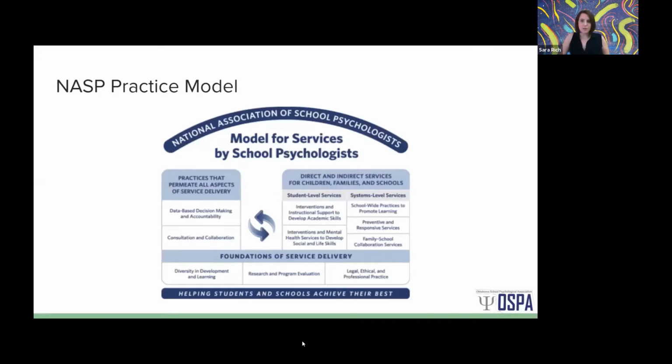NAS practice model. We always want to go back to the NAS practice model, and this particular presentation is going to cover a lot of pieces of it. We're going to talk about data-based decision making, consultation and collaboration, diversity, some of the legal and ethical things, at least what we can try to provide you right now, and then definitely what do those direct and indirect services look like. So this is the NAS practice model COVID-19 version.